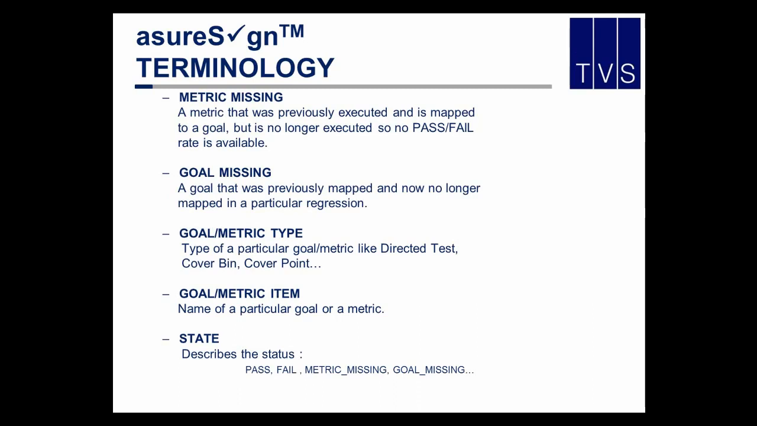Goal or metric type, this is the type of particular goal. Because AsureSign can recognize what assertions look like and what directed tests look like, you assign it and tell it what type of thing you're looking to map it against. So we know that this is actually covered by a coverage point or a cover bin or a directed test. A goal or metric item, within the tooling itself, the item is essentially the name of a particular goal or a metric. We then have a state, which just describes the status of each of the tests or metrics. So we have a pass, a fail, metric missing, etc.